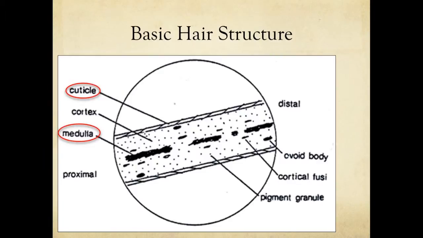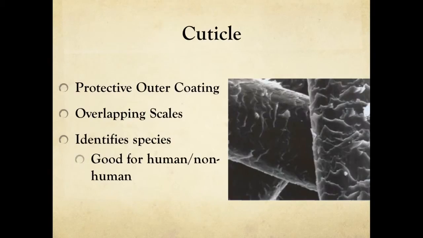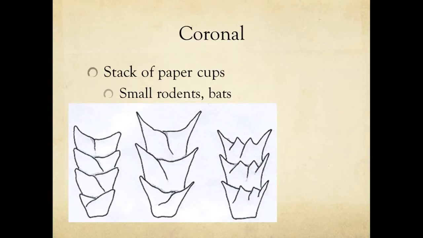The two main components of hair that we'll talk about today are the cuticle and medulla. The cuticle is the outer layer of hair that's composed of overlapping scales. These scales form different patterns in different species, which is great for human versus non-human determinations. There are three main cuticle patterns: coronal, spinous, and imbricate. Coronal cuticle patterns look like stacked paper cups, and they are common in small rodents and bats.